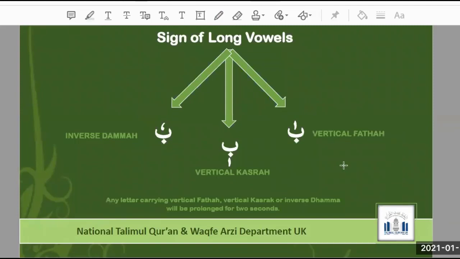Next, we learnt long vowels. These are the signs of long vowels: vertical fatha, vertical kasra, and inverted dhamma. These will be recited for 2 seconds. So letter ba with vertical fatha, we will say baa, bee, boo. These were the signs of long vowels we learned and we have practiced a lot.